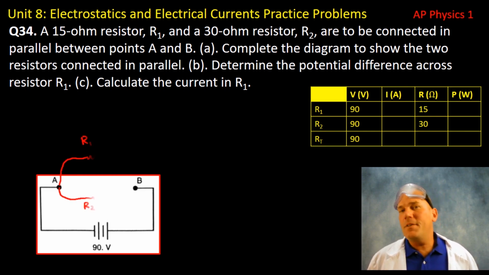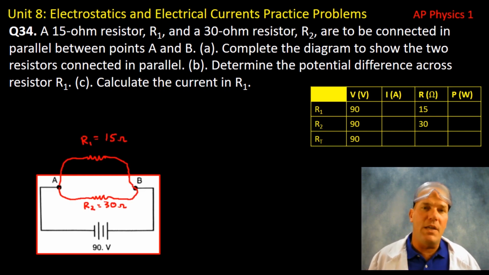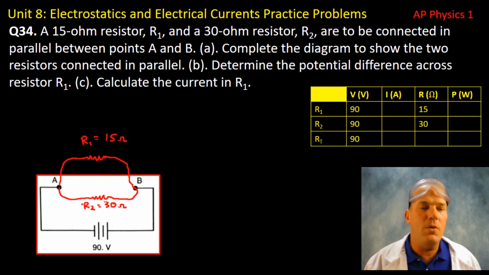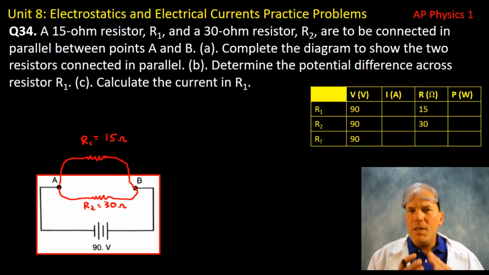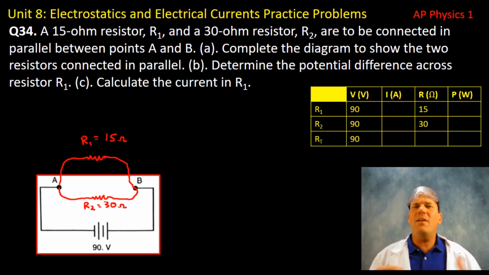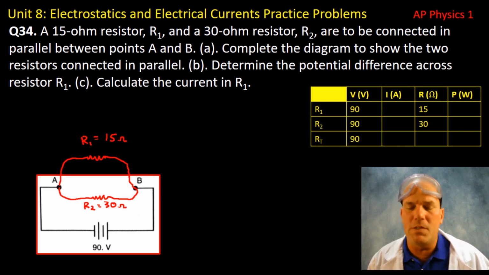So first things first, let's go ahead and draw these in parallel. So here I have R1, 15 ohms, R2, 30 ohms, and the current has a choice. It can branch across there. That's the key. No matter how convoluted these get, that's what you need to ask yourself. At that junction, will the current split? If the answer is yes, then you're dealing with parallel components there.